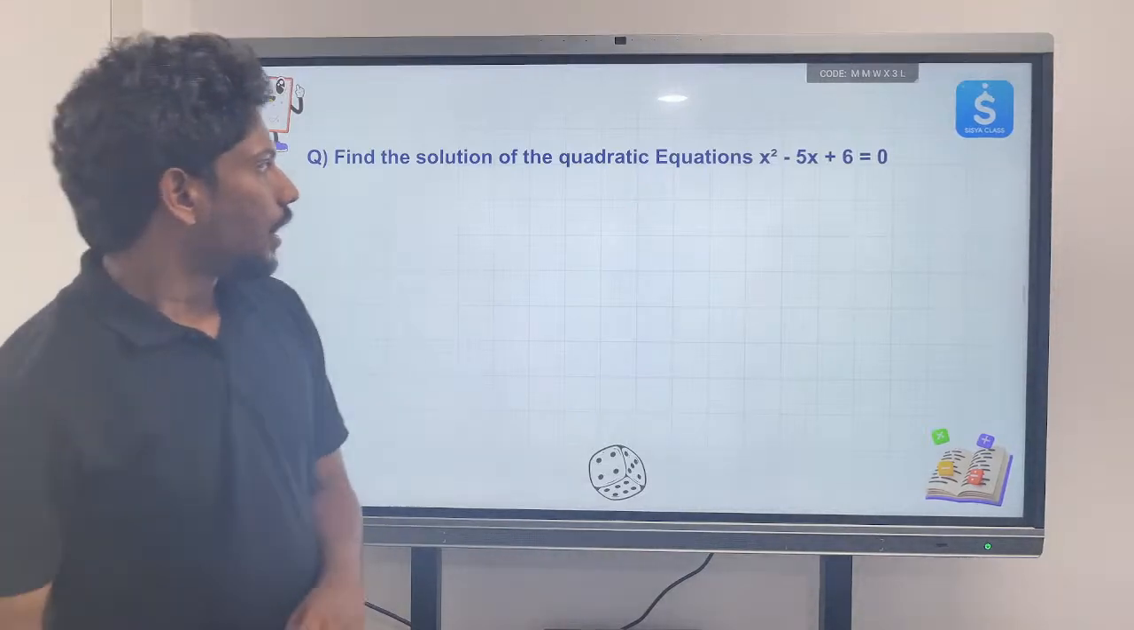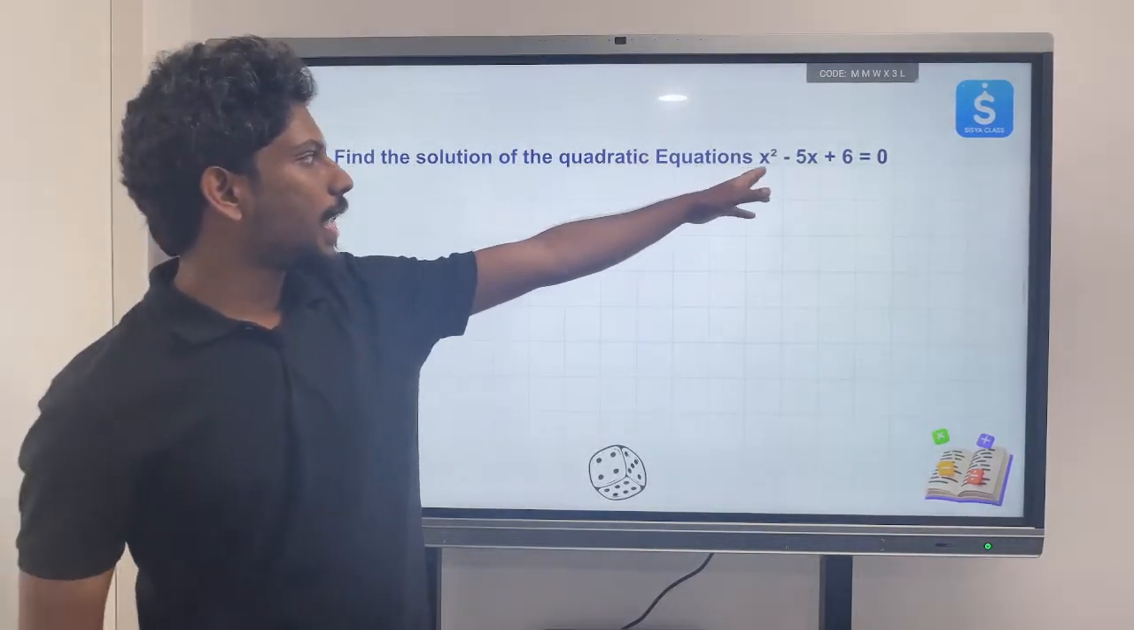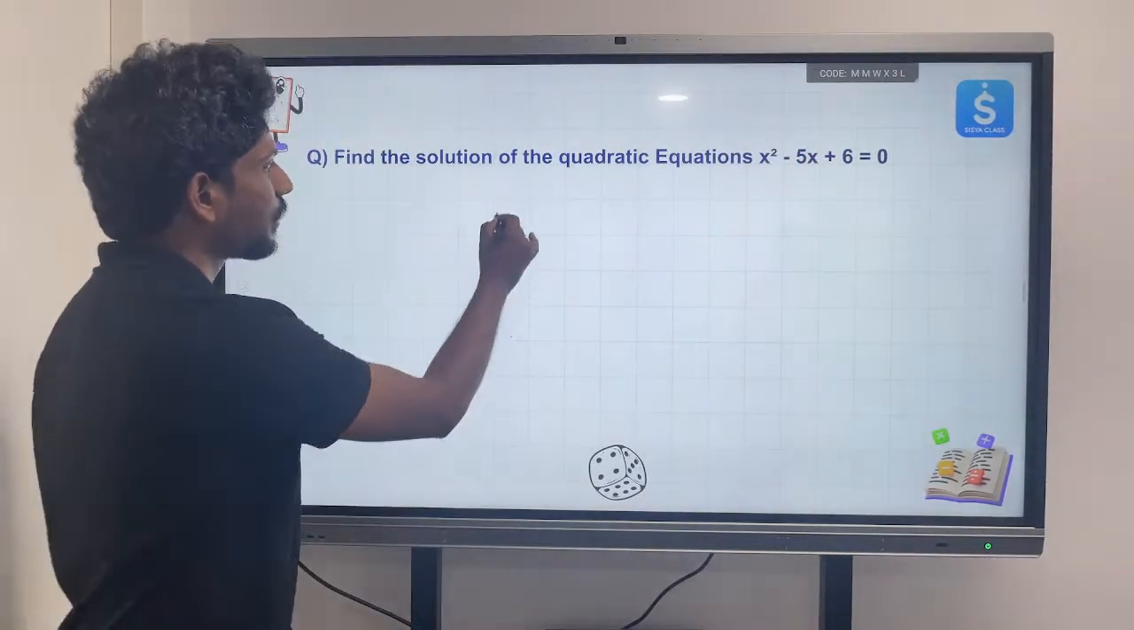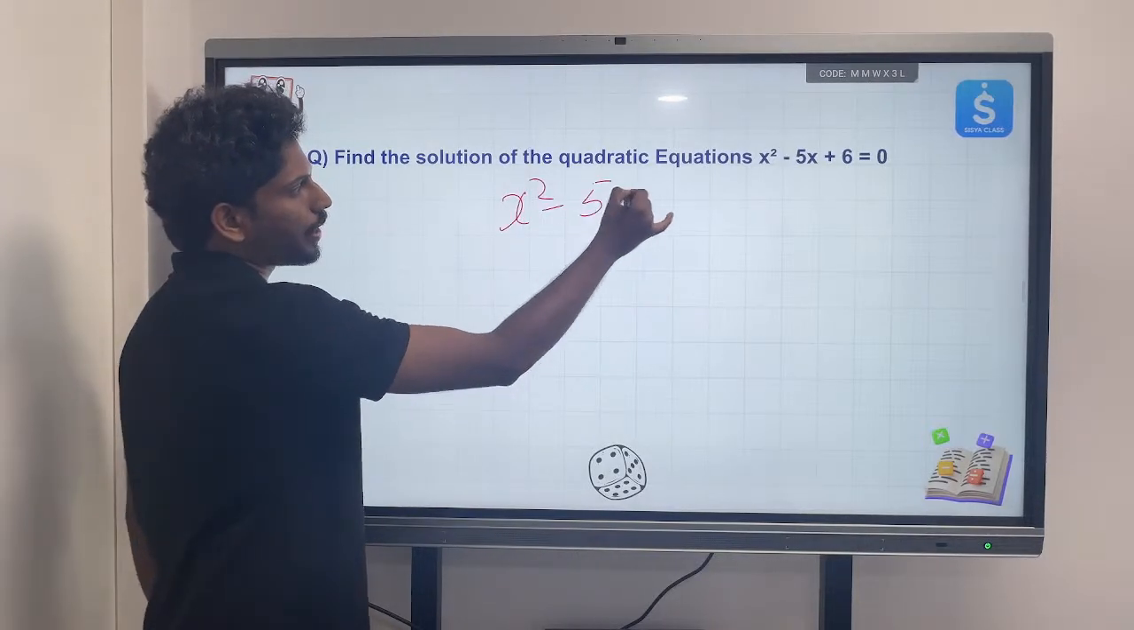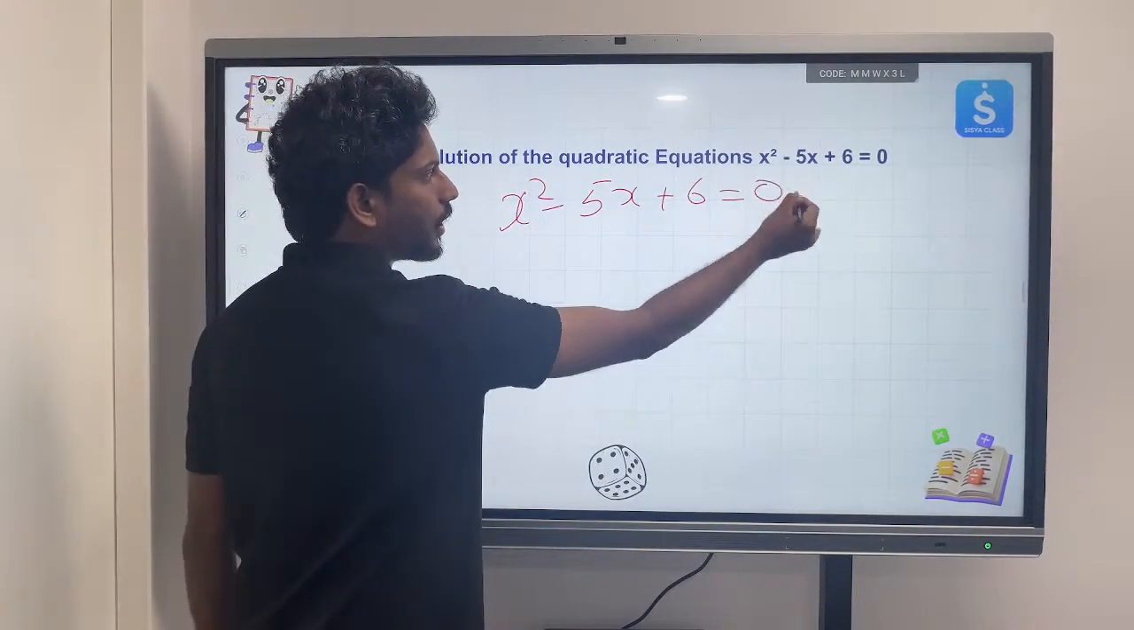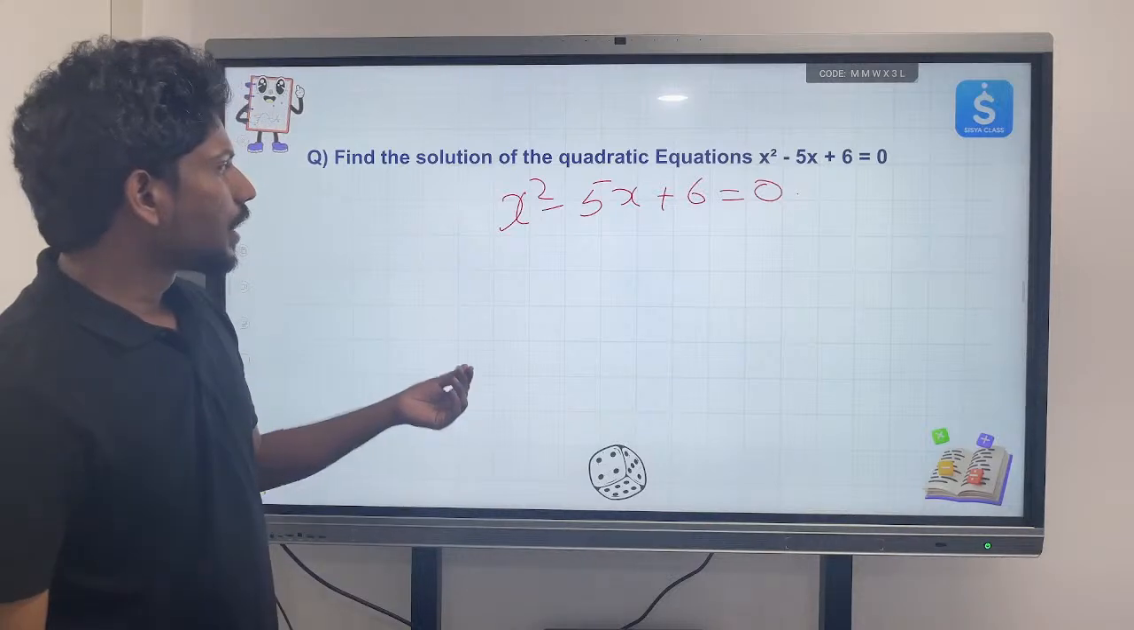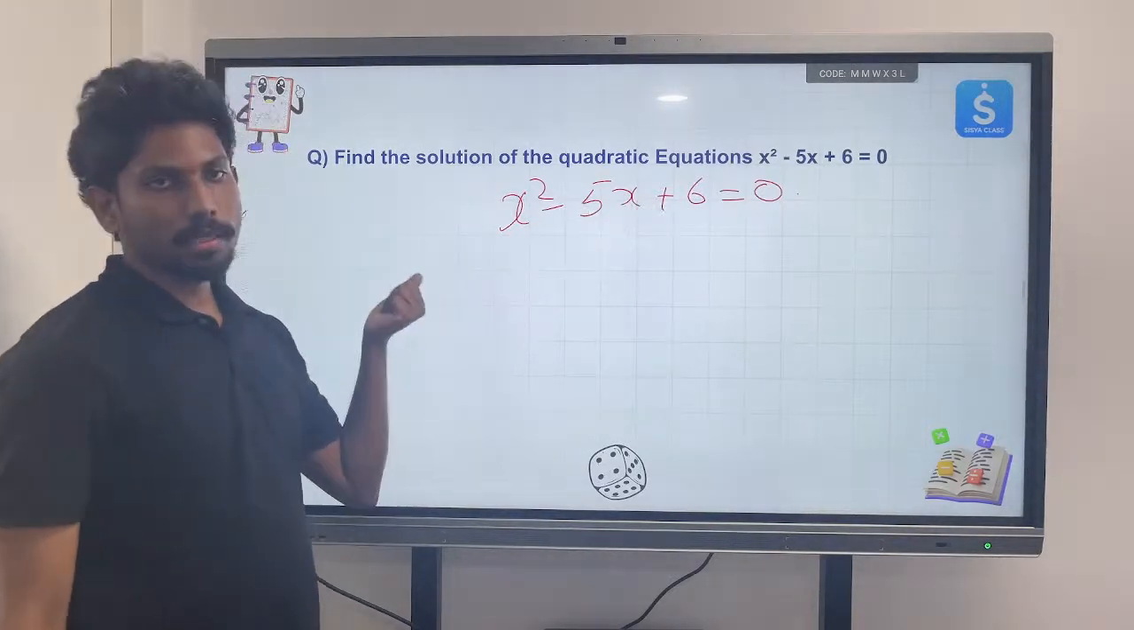Now, find the solution of a quadratic equation x square minus 5x plus 6. Okay. Now, let us take this quickly. We will take this x square. We will try to understand this in a quicker way. Now, how do we do this splitting the middle term?